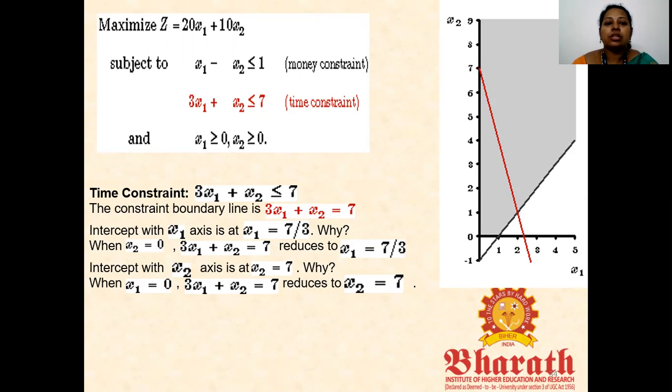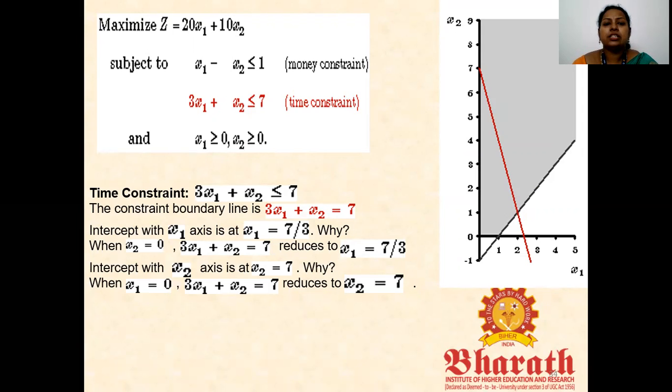If we put x2 equal to 0, then we get x1 equal to 7 by 3, that is 2.3. Therefore, at 2.3, 0, we can mark one more point. Then we connect 2.3, 0 and 0, 7. If we connect these 2 points, we get a straight line. Through this, we can draw one more straight line.